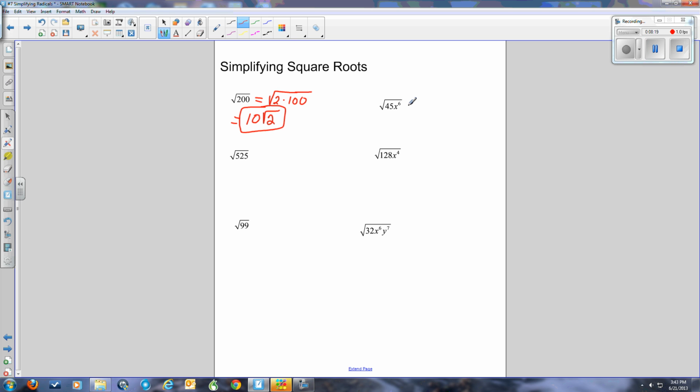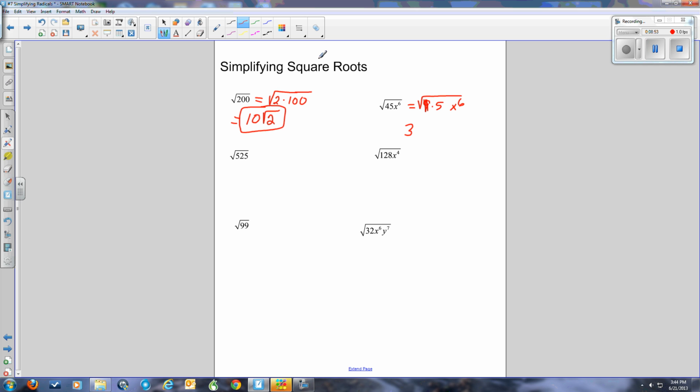This next one, square root of 45x to the 6th. I can't take the square root of 45 and get a whole number, but I can break that down into, how about 9 times 5, and then I've still got x to the 6th. Well, I can take the square root of 9. Square root of 9 is 3, so that's gone now. I can't take the square root of 5, so that will have to stay there. And x to the 6th.